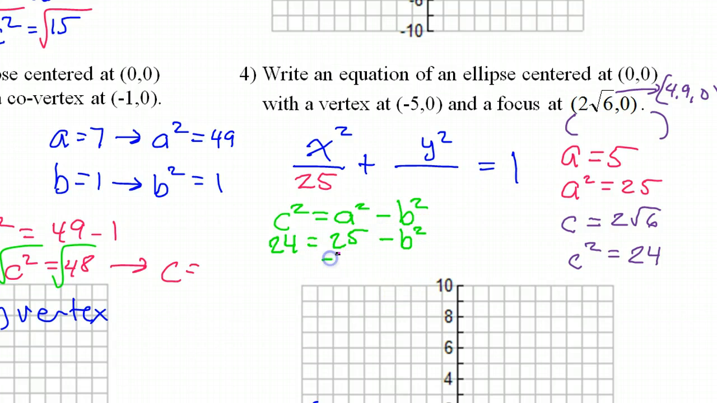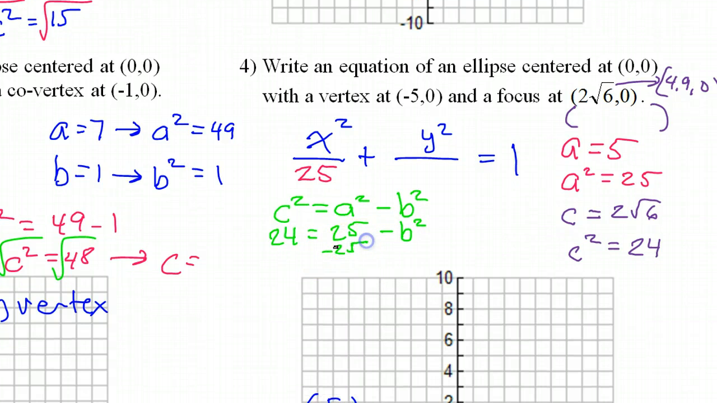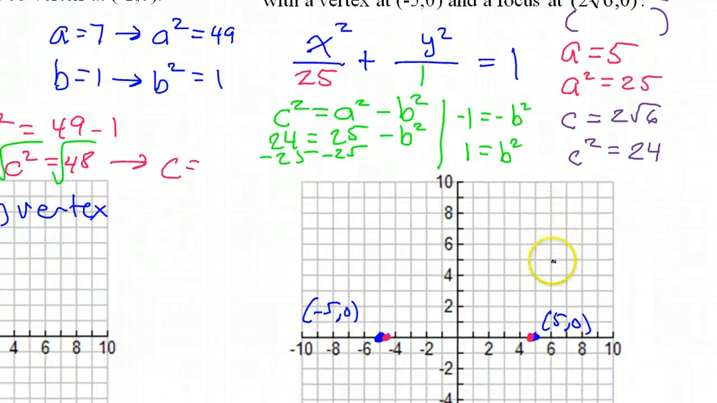So I could subtract 25 from both sides. Okay, so I get -1 is equal to negative b squared. That means 1 is equal to b squared. I'm dividing by -1 on both sides. Okay, so there it is. Now I've got my b squared. And that must be what this is. So, kabam. b squared is 1. And there's your equation. Okay?